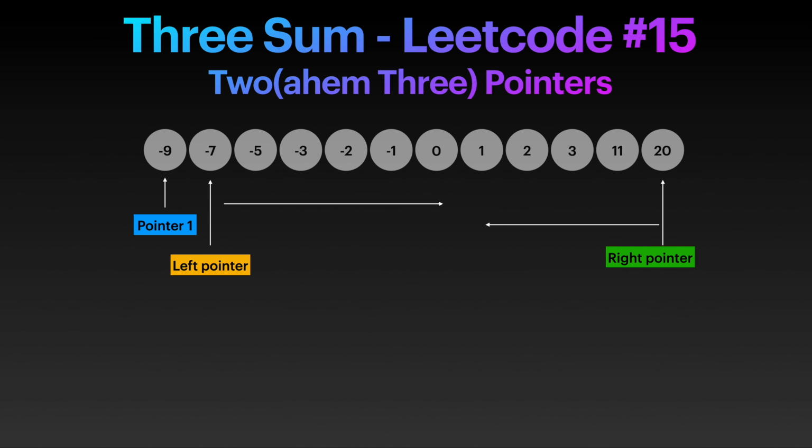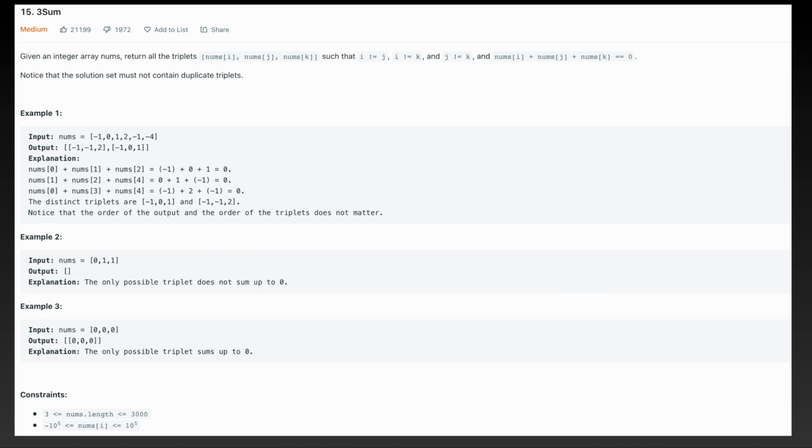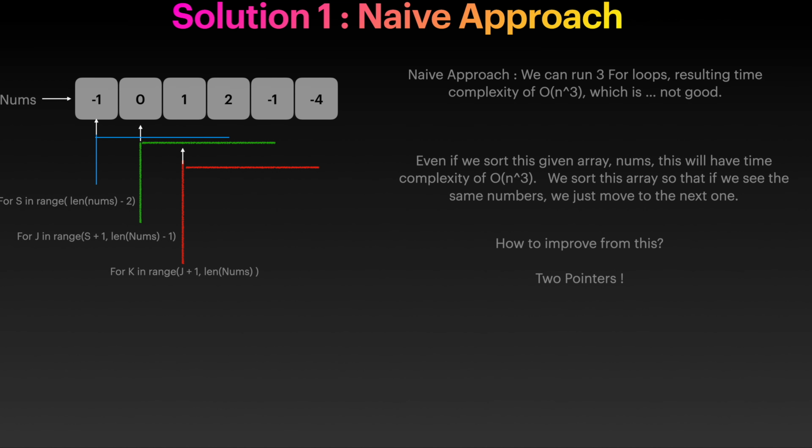So this is the problem where we will be using two pointers to solve it. Let's look at the problem statement, and here is our problem statement, and let's look at my solution together. The first approach is, we will be running a for loop three times. So that's what we call the naive approach.